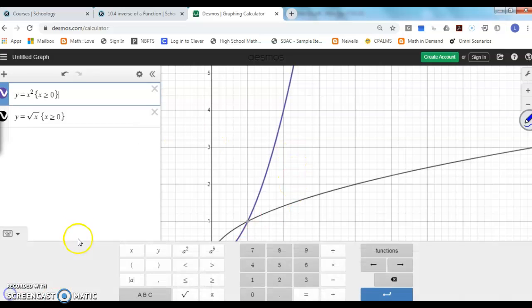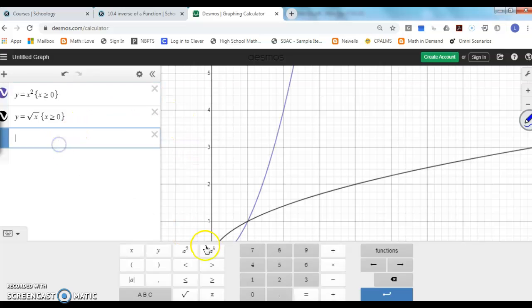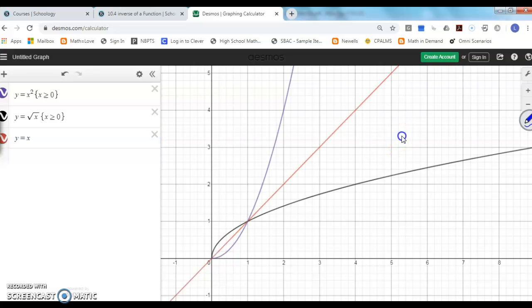And last but not the least, if I draw the line y is equal to x, you can kind of see that these two graphs are actually mirror images or reflections of each other across the red line. That's interesting, right?